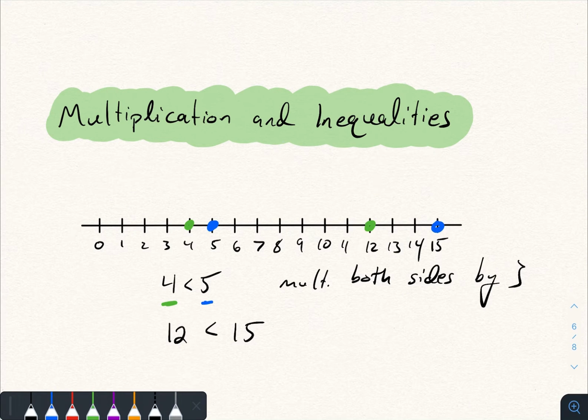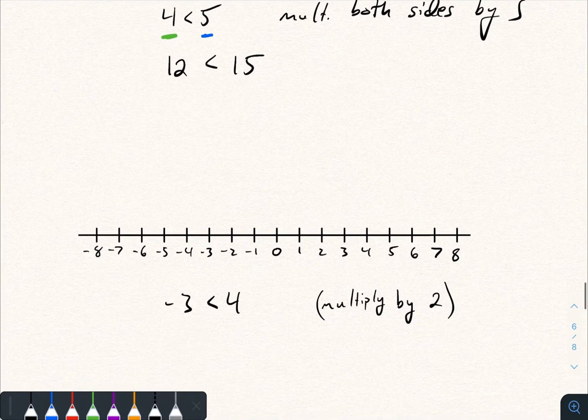All right, so when you do this, it's not going to change which number is further to the left or further to the right on your number line. So multiplying both sides of an inequality by a positive number does not flip the inequality. Nothing funky happens. If this is less than that, then that's still going to be true when you multiply them both by positive 3.